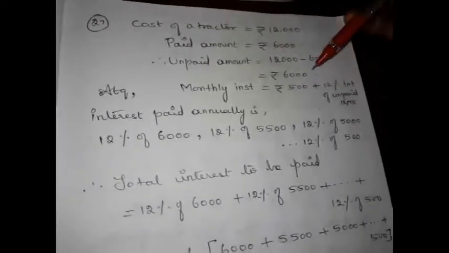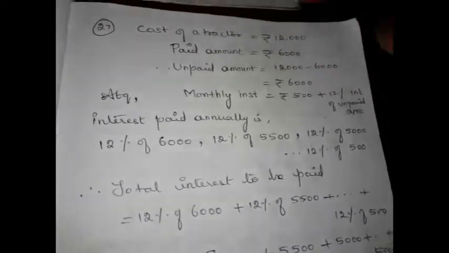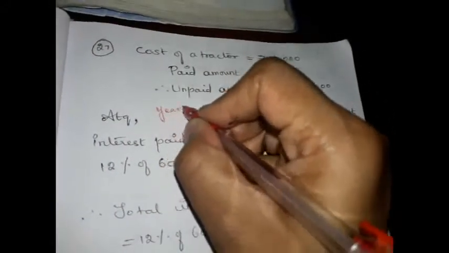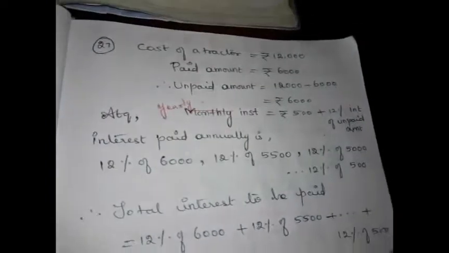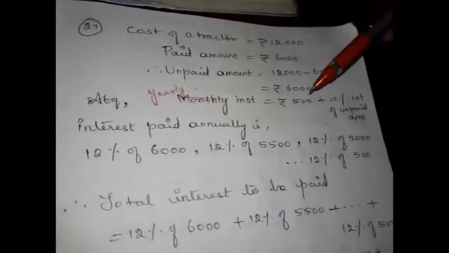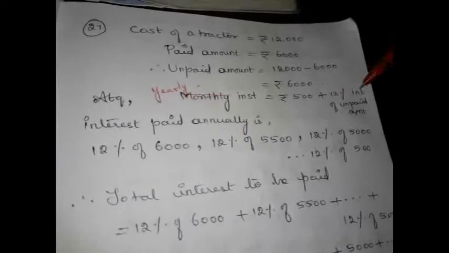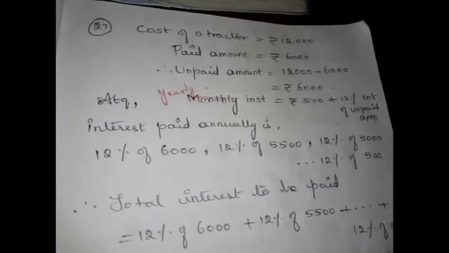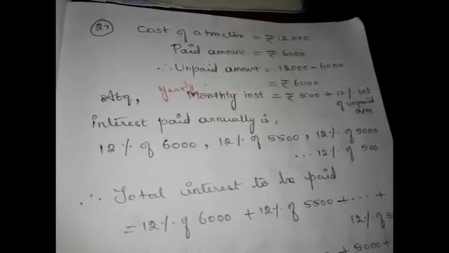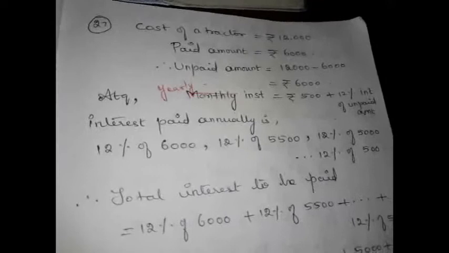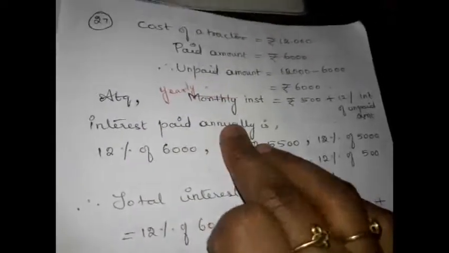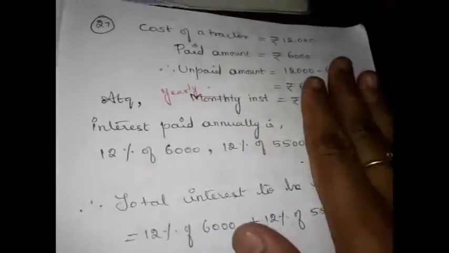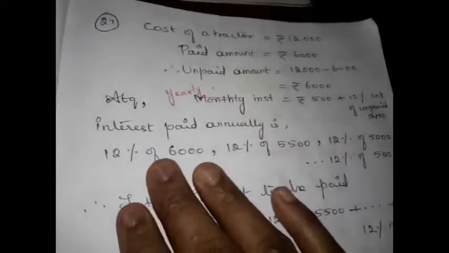So the unpaid amount is 6,000. I'm sorry, this is not a monthly installment, this is a yearly installment. Yearly installment only is given in the question. He pays yearly. How much he pays? Rupees 500 plus 12% interest on the unpaid amount. Every year he is paying 500 plus 12% interest of the unpaid amount. So first year, how much interest will he pay? The first year the unpaid amount is 6,000.